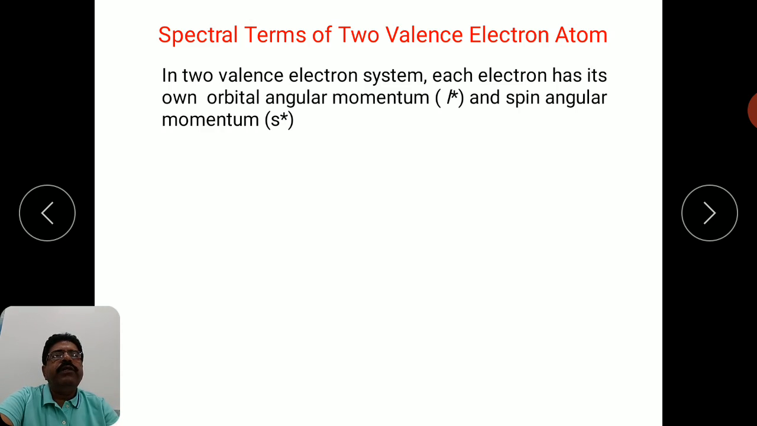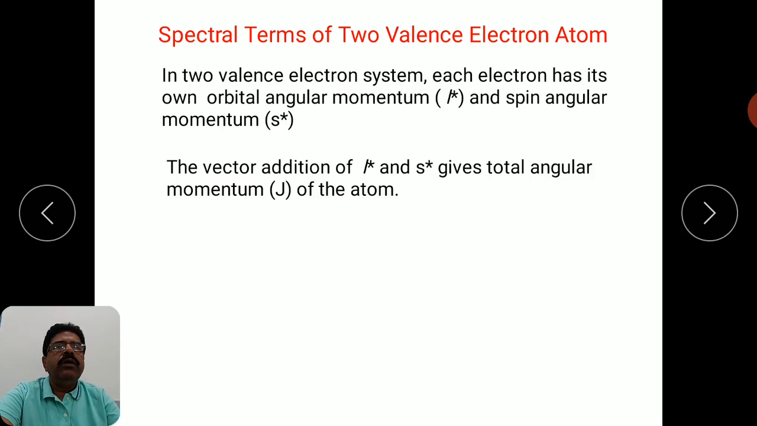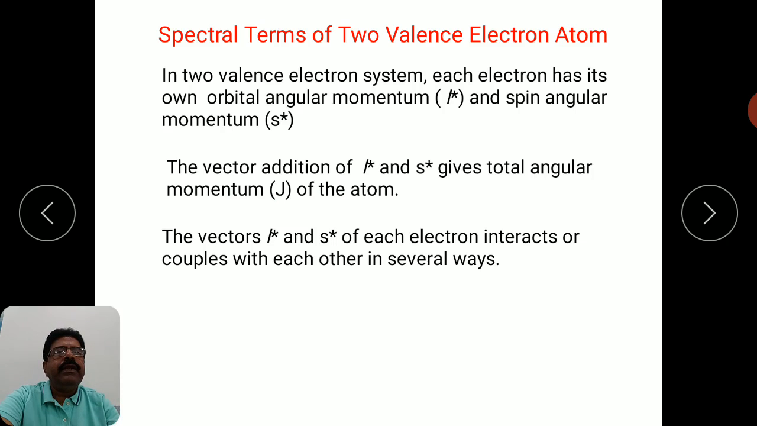Okay, now let us try to understand the spectral terms of a two valence electron atom. Now in a two valence electron system, as I have mentioned, each electron has its own orbital angular momentum, let us represent it by vector L star, and the spin angular momentum, that is vector S star. So if you perform the vector addition of this L star and S star, that will give us the total angular momentum of the atom, that is J.